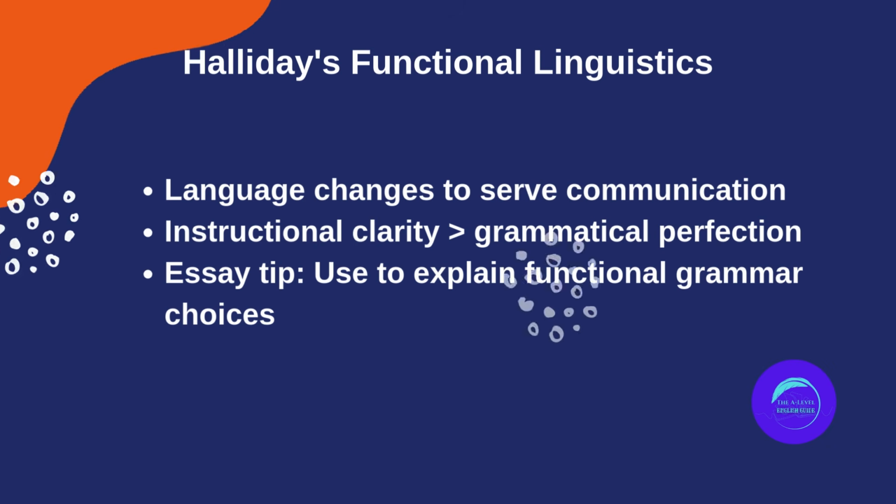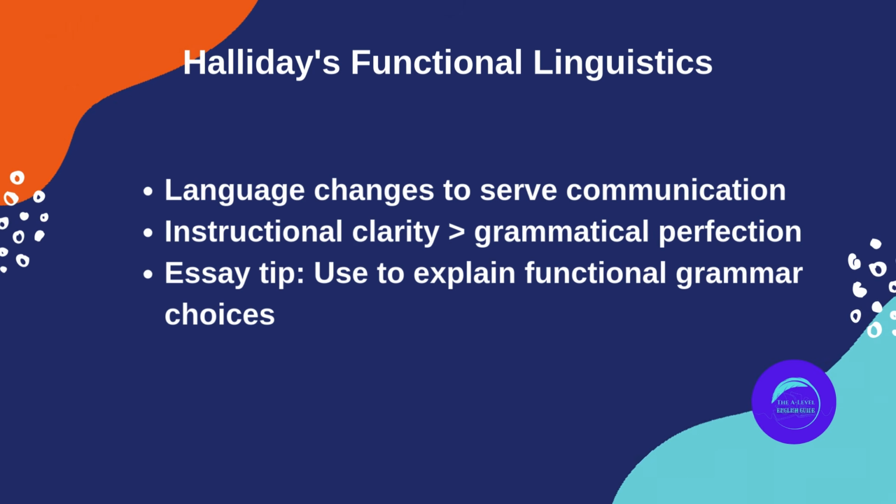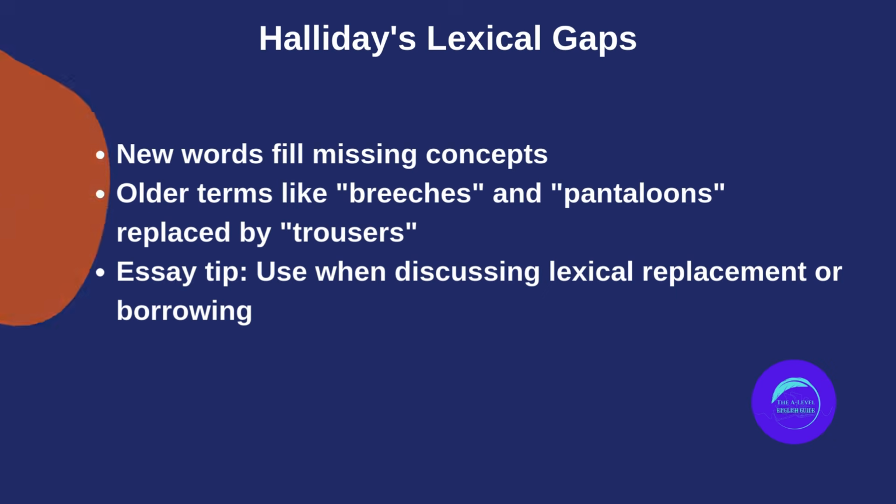Next is Halliday's functional linguistics. Halliday argued that language evolves to meet the communicative needs of its users. It's not just about rules, it's about function. In text A, the focus is on giving clear instructions, even if some of the sentence structures are long or grammatically awkward. Despite inconsistencies, the instructional clarity in text A supports Halliday's view that grammar evolves to serve communication, not perfection. Another of Halliday's ideas is lexical gaps.